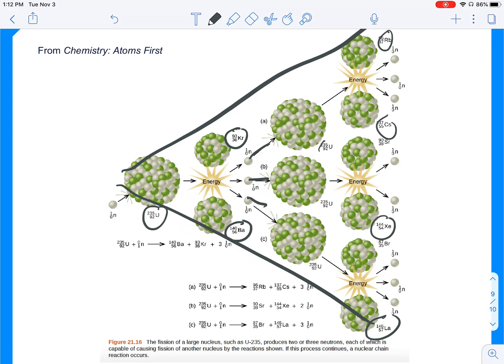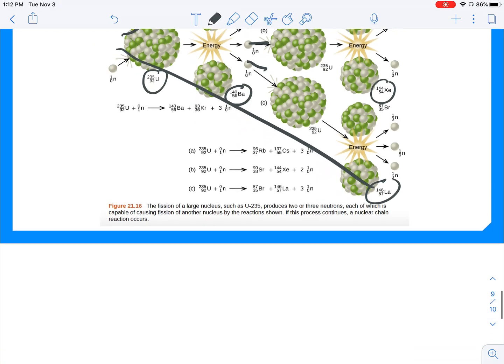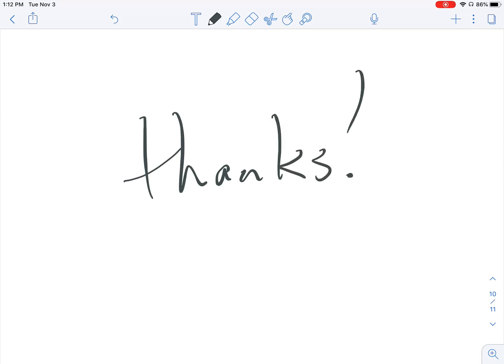We'll take more of a look at this. We'll look at the Manhattan Project, when a lot of this stuff was discovered, and continue to apply things in class for nuclear changes. So thank you, and have a good day.